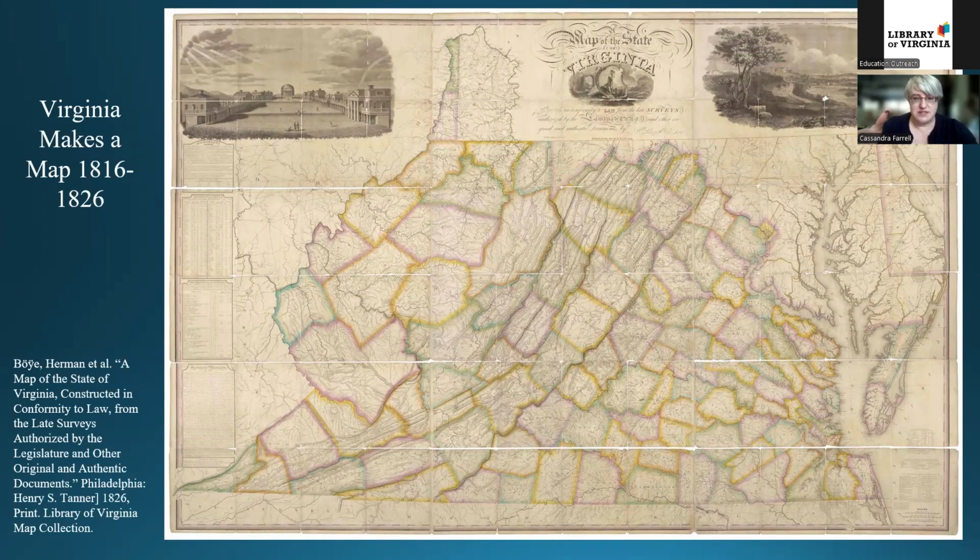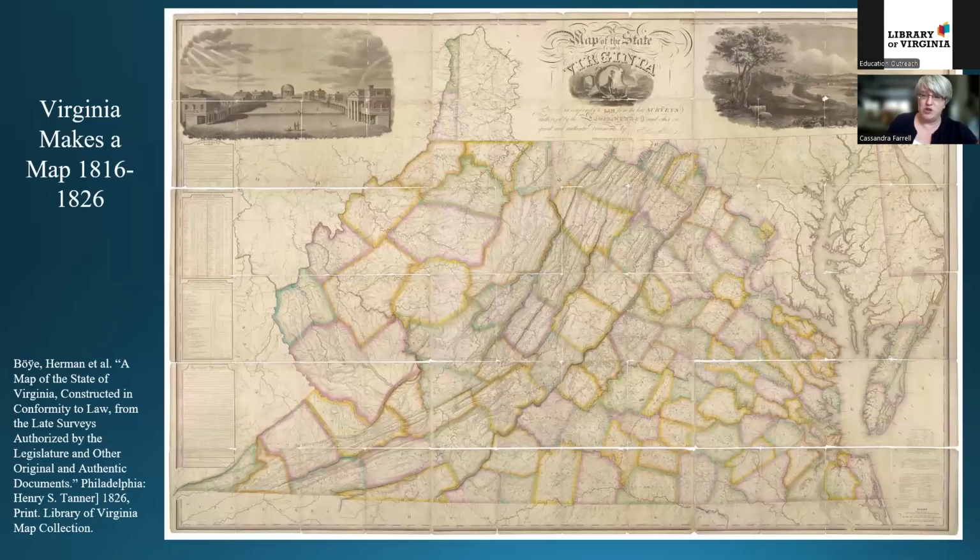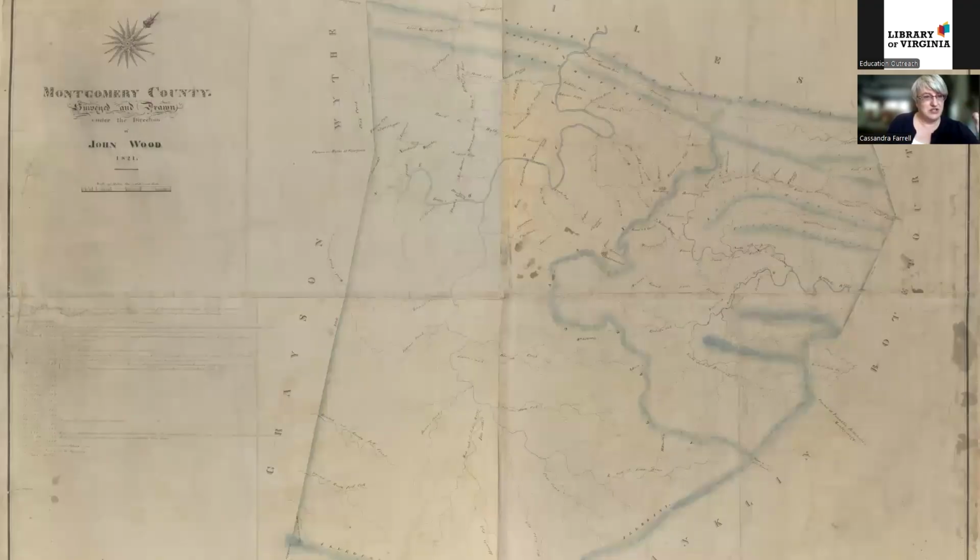And this map was constructed from manuscript maps that look like this. There were 106 manuscript maps completed for each county in Virginia under the supervision of John Wood and Herman Boyer. And it's from these maps, which vary in size, that were used to compile this map. This is a wall map. It's about 44 square feet. There is a really nice copy of it on display in the exhibition if you want to go see it. The original is also on display in the exhibition right now.